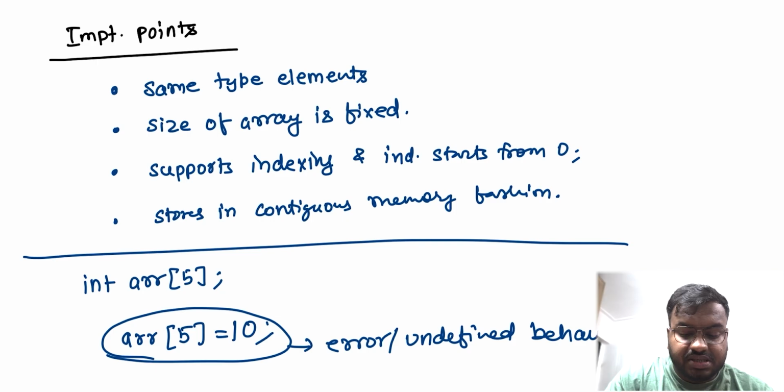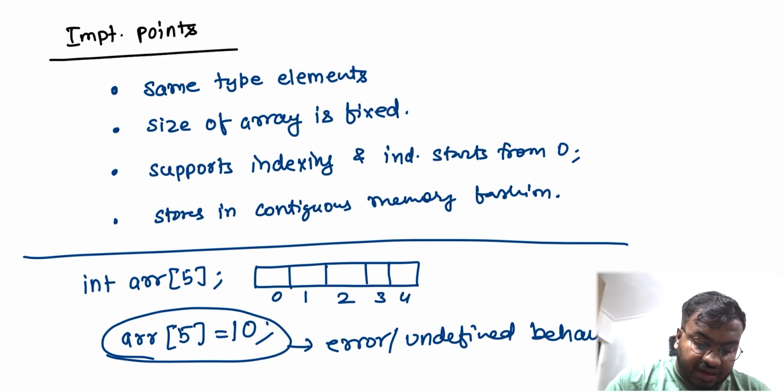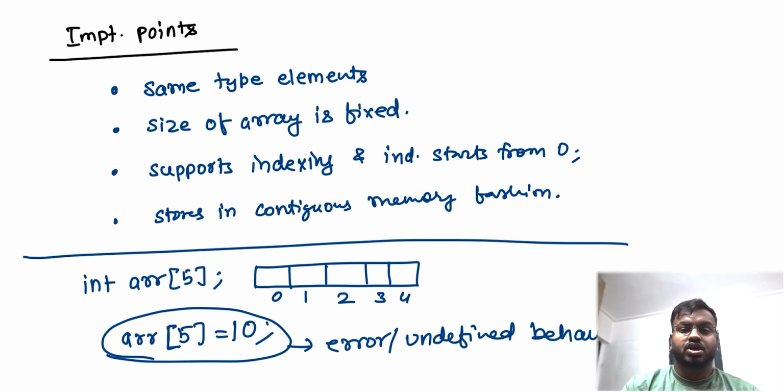What happens in this case? You have declared an array of size 5, so a size 5 array will be created and its index numbers will be 0 1 2 3 and 4. But you are trying to access the fifth index number, which is not present in this array. That's why it will show undefined behavior. So never try to access any index number which is out of bound, meaning not in the range of that array. I hope this is clear to everyone.